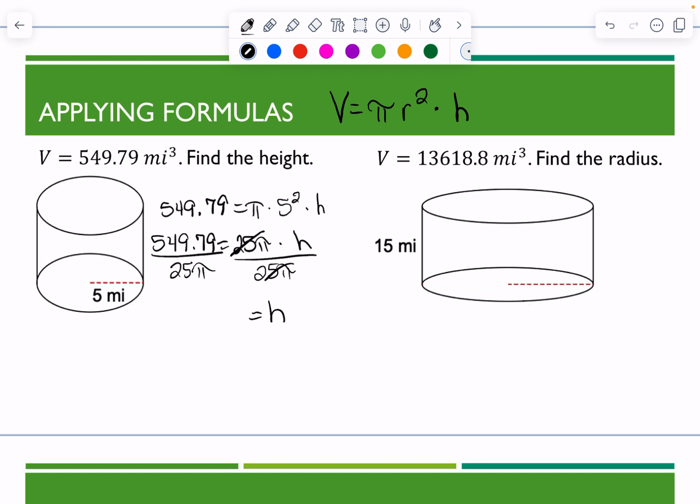So remember, when you type this in, if you're going to do it all in one shot, make sure you use parentheses for the 25 times 3.14. And when you do that, you're going to end up with 7.0 miles, because it would round to the nearest tenth. It would be 7.0 miles. Okay, let's look at the second one here.